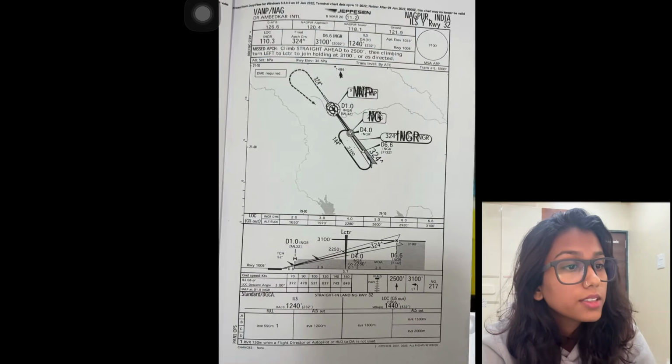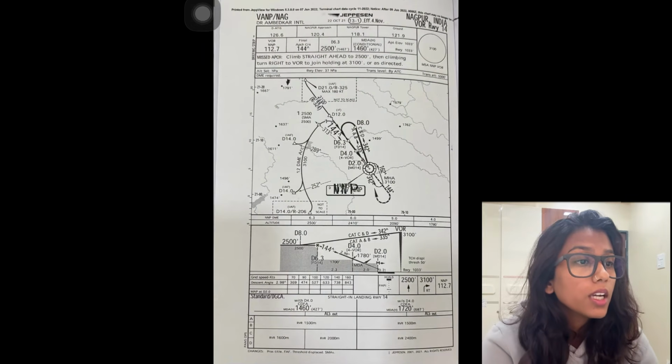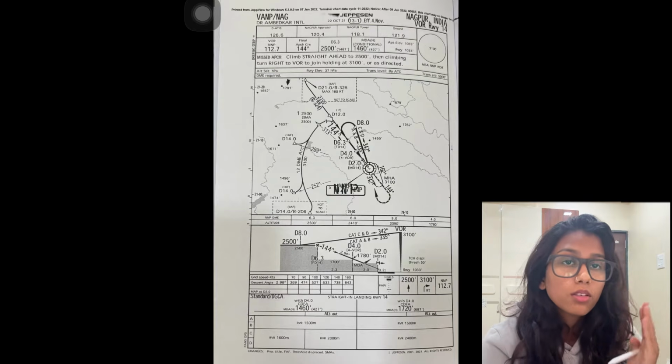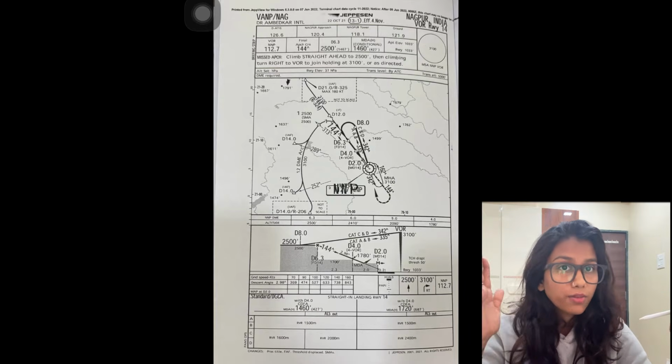And next chart you see is for Nagpur VOR approach runway 14. So 32 is this side and 14 is this side.